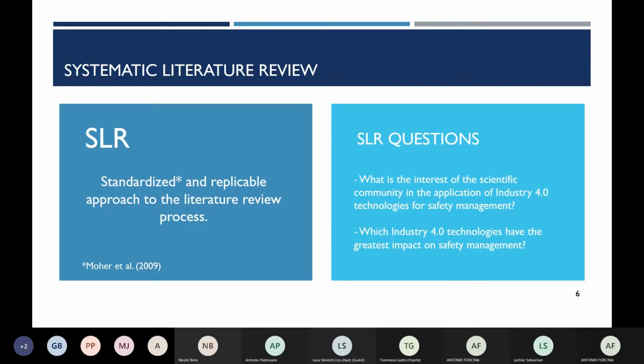In particular, with our review, we tried to answer two questions, which are: what is the interest of the scientific community in the application of Industry 4.0 technology for safety management, and which technologies have the greatest impact on safety management.